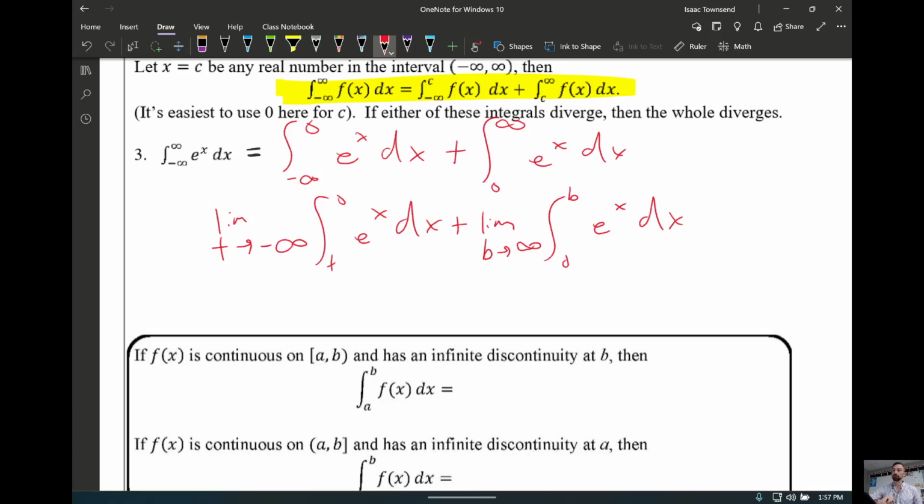Would it not work if you just did negative t for one of them and just use t for the whole thing? Yes, you could do that. That would be fine too.